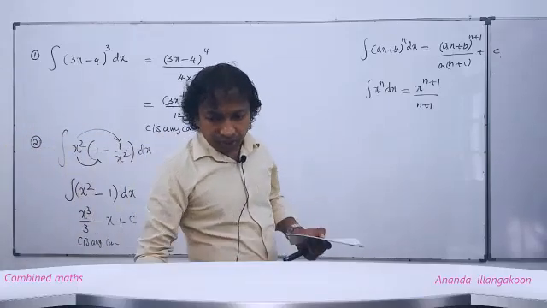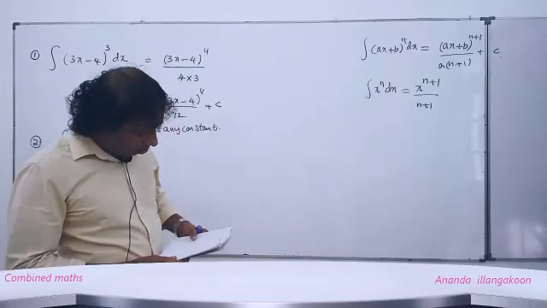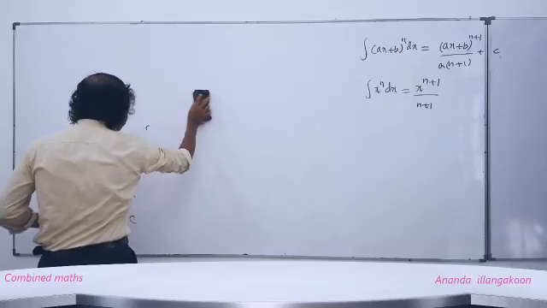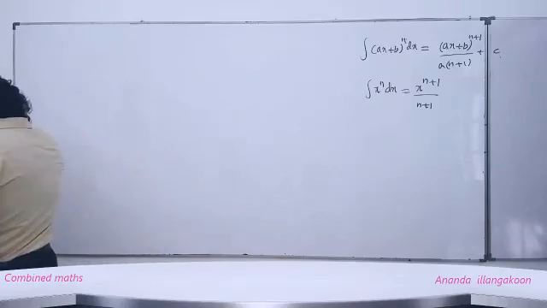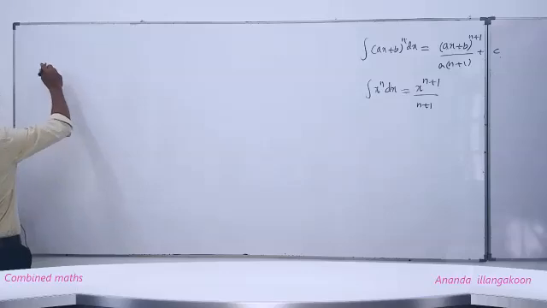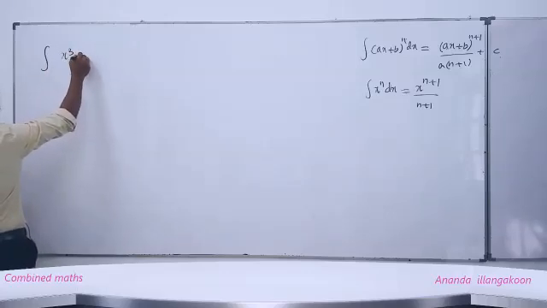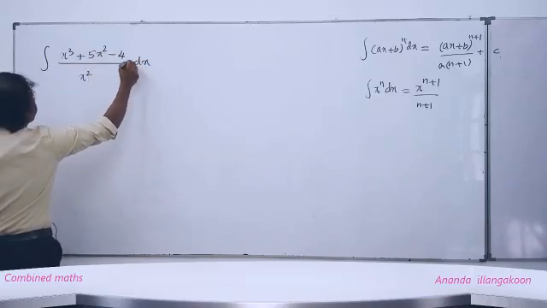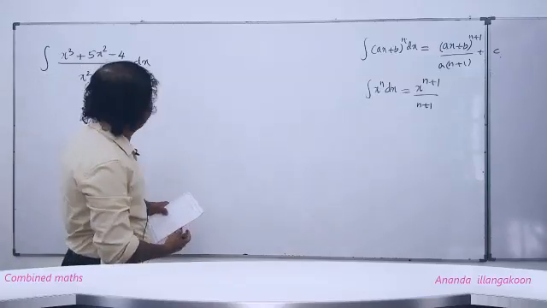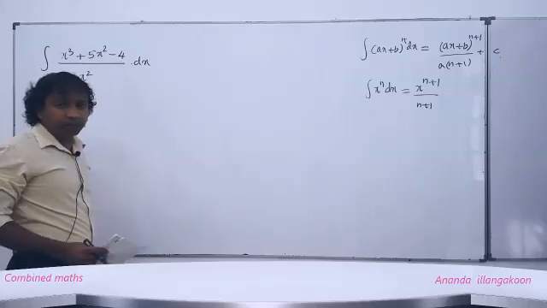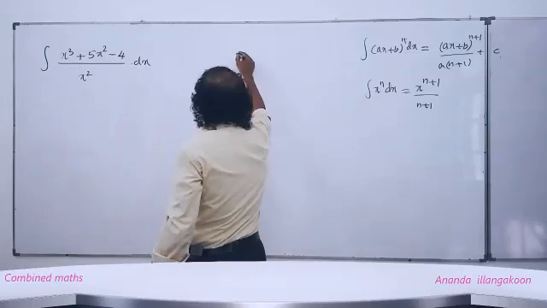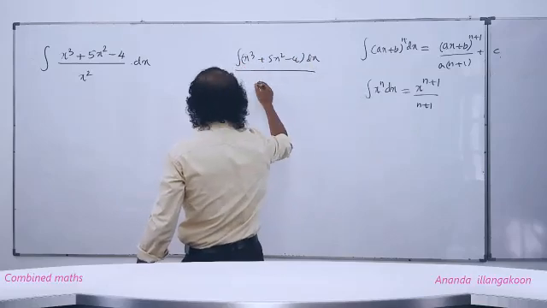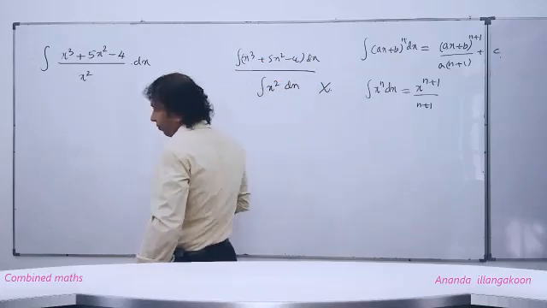Next question is this: the integration of (x cubed plus 5x squared minus 4) divided by x squared. How to integrate this? Do we integrate the numerator term by term and the denominator separately? No, that is wrong. You can't integrate this way. Integrating x cubed plus 5x squared minus 4 and dividing by x squared is completely wrong.